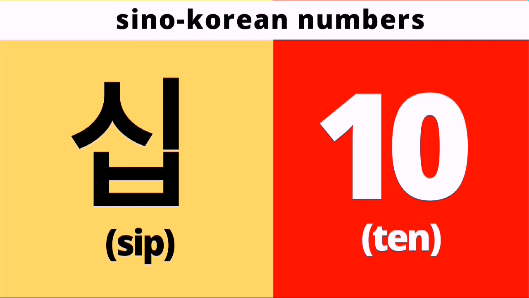As mentioned, if the multiplier is just 1, then there's no need to mention it. So this can be described as one set of 10, but this should simply be pronounced as ship.